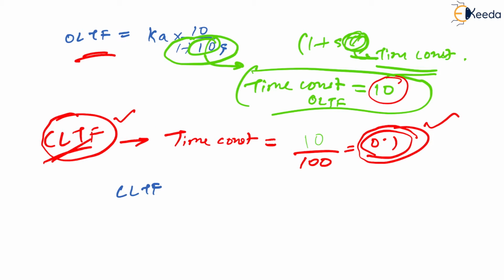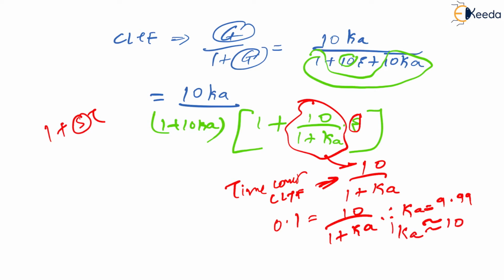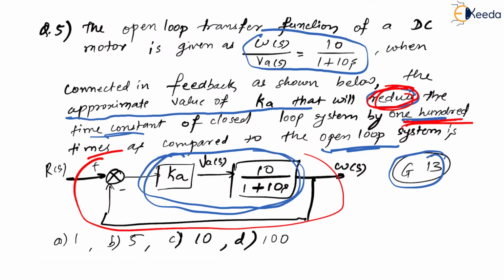But now we have seen that the time constant has to be how much? 0.1, right? So if I place it here, 0.1 equals 10 upon 1 plus Ka, what do I get then? I get the value of Ka to be equal to 9.99 something, which is approximately equal to 10. So I can say that Ka is approximately 10. Why? Because they have also asked you for the approximate value only, because they know that it will come approximately only. So the answer is 10 and it is option C. Is that right?